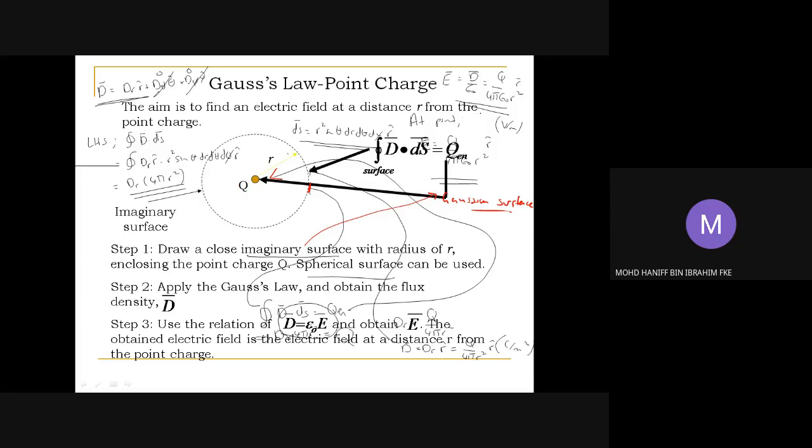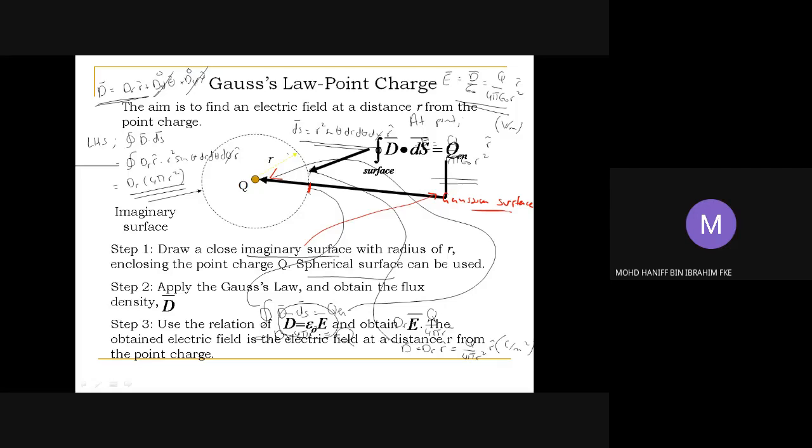Is that understood on the calculation or on the working principle of Gauss law? So what we did here is three steps that need to be taken using the Gauss law for the case of a point charge. The first step is to draw the Gaussian surface, or imaginary surface. Number 2 is to use the Gauss law straight away, and finally to apply the relationship between the D and E vectors.